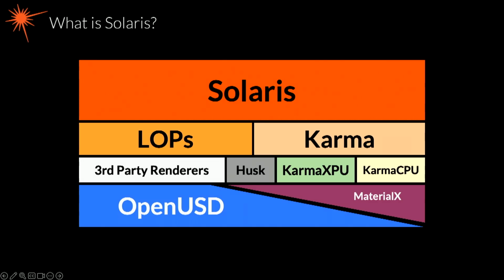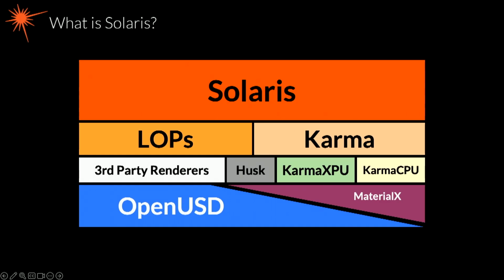The other big piece is Karma. This too is a new rendering engine that Solaris gives to you. We've got 2 render delegates, one Karma CPU, which is this bridge from the legacy lighting and rendering pipeline built around Mantra into this new USD-based world. And Karma XPU is this next evolution powered by GPUs.